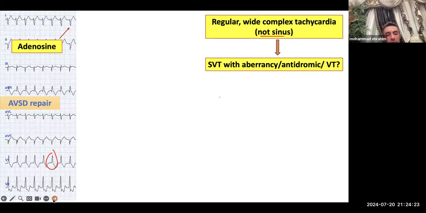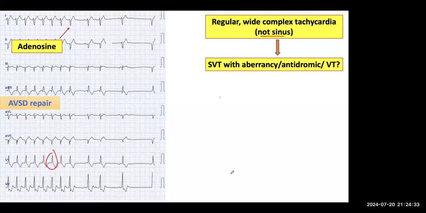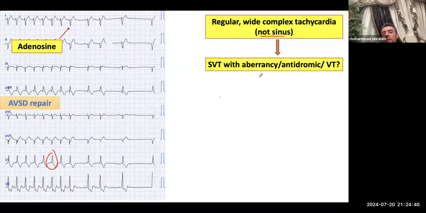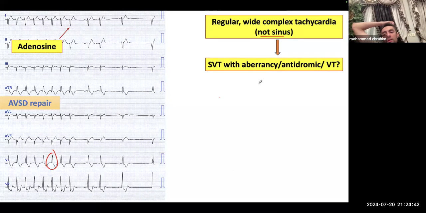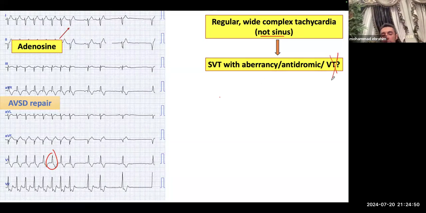So let's see what happens with adenosine. This is what happens. What do you guys see? The tachycardia terminated. If tachycardia terminates, could it be VT? No. So VT is out of the equation. Rarely it could be, but we are simplifying things. It's not VT. It could be SVT with aberrancy or antidromic SVT.